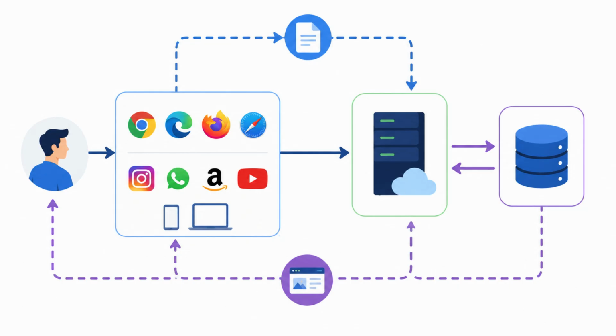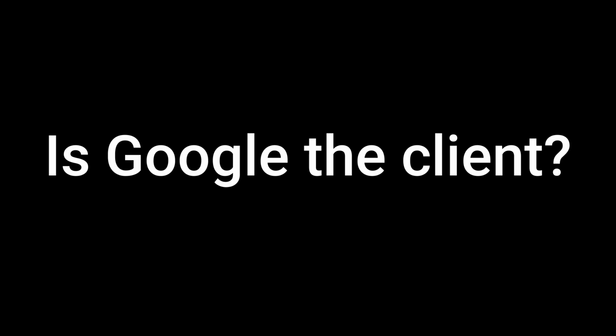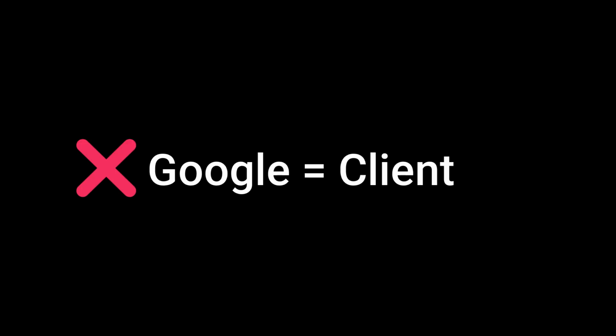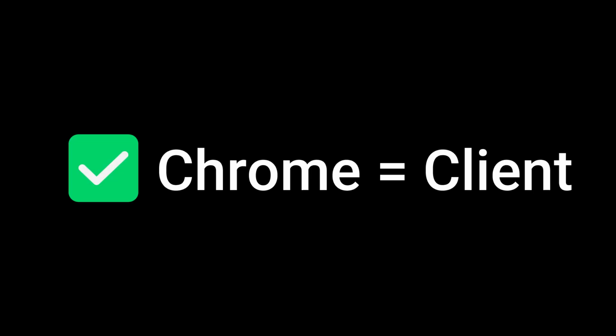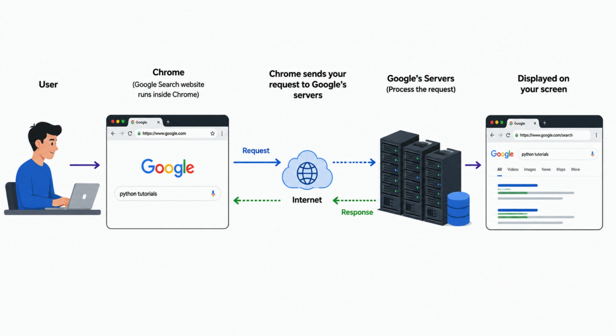So all of these applications act as clients because they send requests to servers and display the response back to users. Now, one question beginners often ask is, is Google the client? The answer is not exactly. Because in our example, Google Chrome is the client. The Google search website runs inside Chrome, and Chrome is responsible for sending your request to the Google server and displaying the response on your screen.